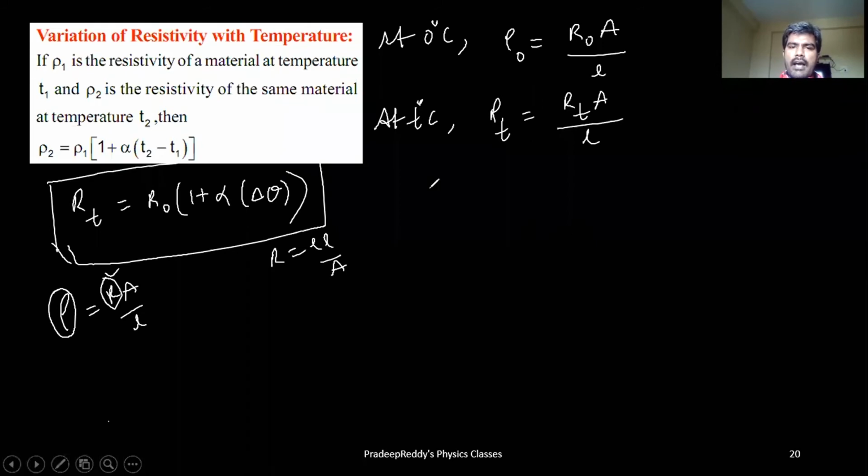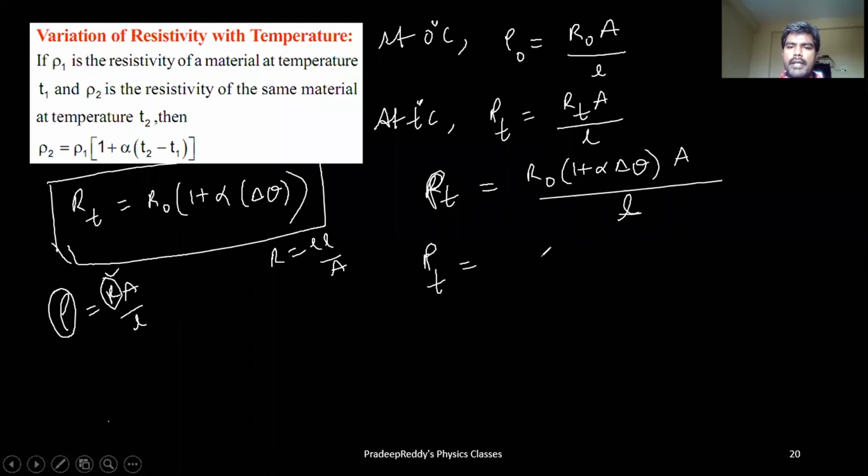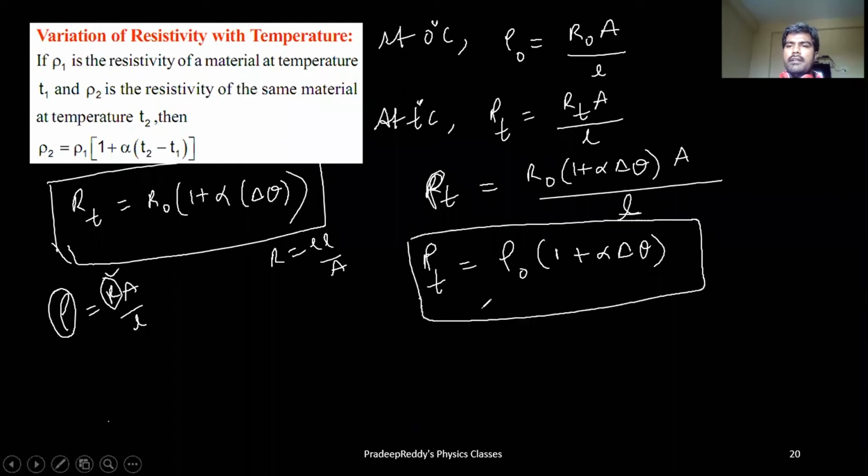So I can write R T as R naught into 1 plus alpha delta T. Therefore, I will be writing it as rho T is equal to R naught into 1 plus alpha delta theta, A divided by L, right? So rho at temperature T is equal to, what is R naught A by L? R naught A by L is rho naught, into 1 plus alpha into delta theta. This is the expression where resistivity also changes with respect to temperature. Resistivity at any temperature is equal to rho naught into 1 plus alpha delta theta, where delta theta is the change in temperature.